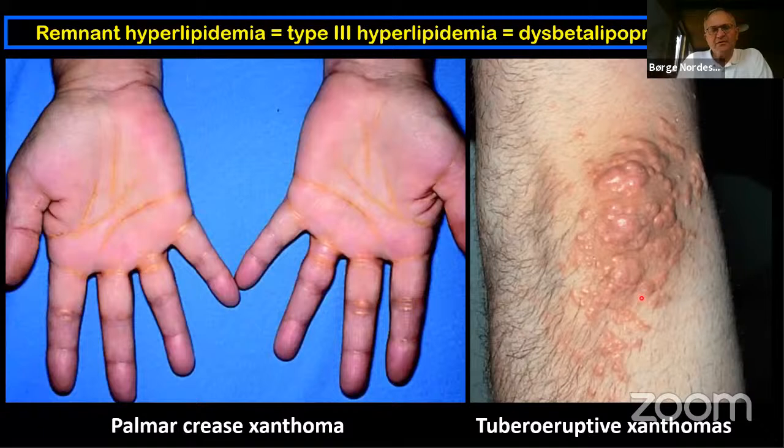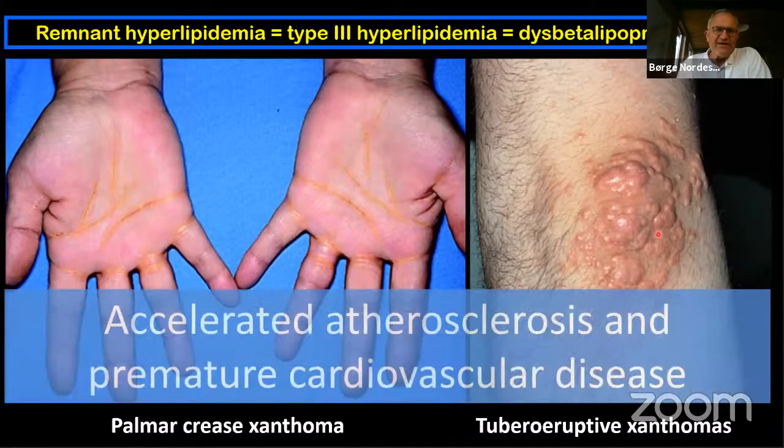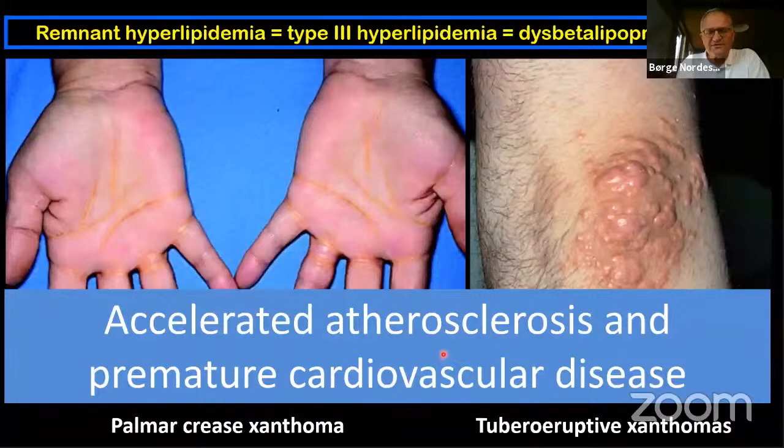One thing that really convinced me as a young clinician working in lipid clinics was to see these patients with what's called remnant hyperlipidemia. It's also called type 3 hyperlipidemia or dysbetalipoproteinemia. This is the condition with ApoE2/2 genotype and some other conditions. And then they have these palmar crease xanthomas where cholesterol is positive, and also tuberoeruptive xanthomas that are different from the eruptive xanthomas I showed you before. What's particular about this is that they had accelerated atherosclerosis and premature cardiovascular disease as much as familial hypercholesterolemia. So this is a genetic cause of high remnants in plasma. They get very severe atherosclerosis.